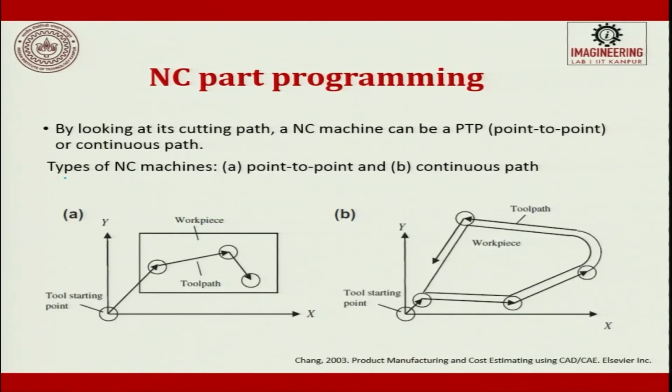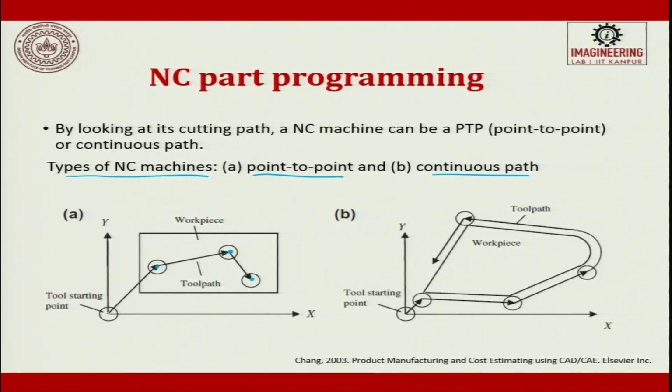There are two types of NC machine programming. One is called point to point, the other is called continuous. In point to point programming, we are only worried about the starting point and the ending point. We are least bothered about the path which it traces towards the output.